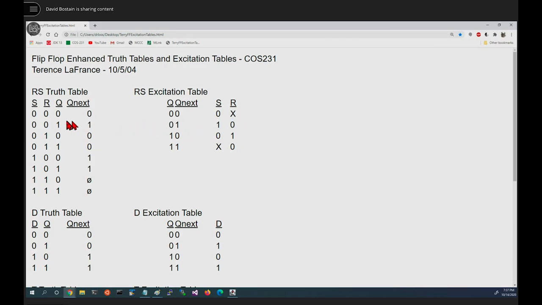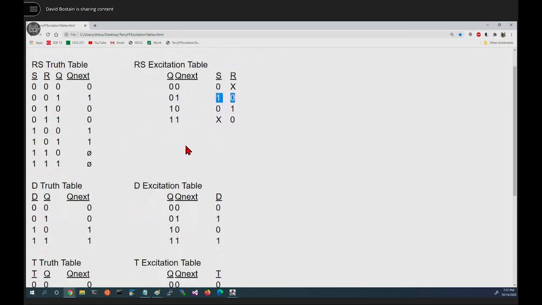If it's at 0 now, we want it to go to a 1. That's this row in the table, and it's one of these two rows down here that we're not going to consider. So the only value we need is 1 and 0. He went to all the trouble for us of turning all these inside out.